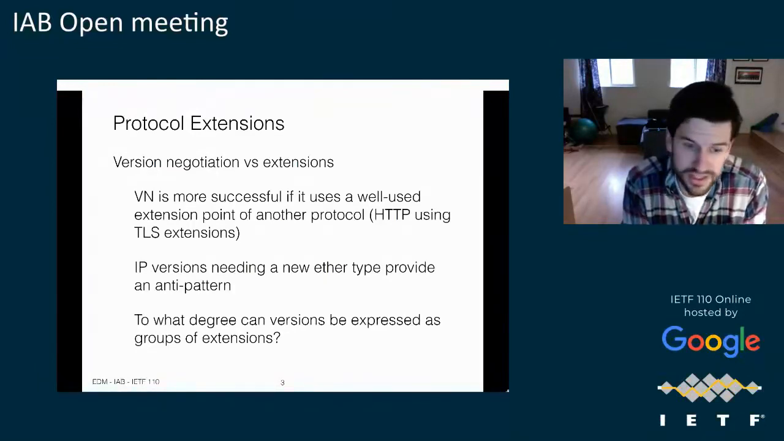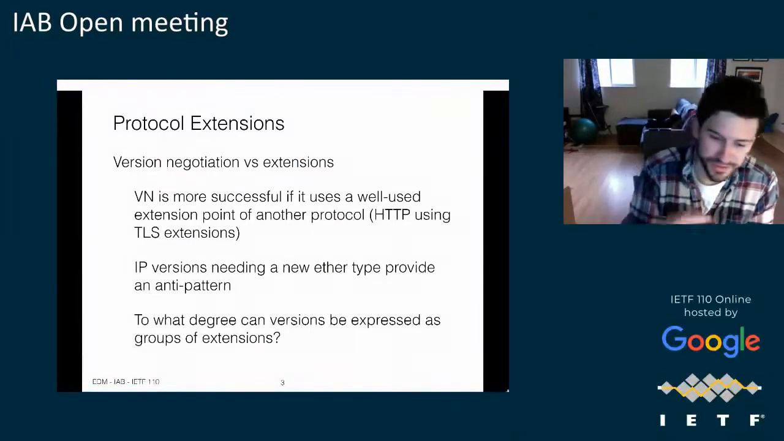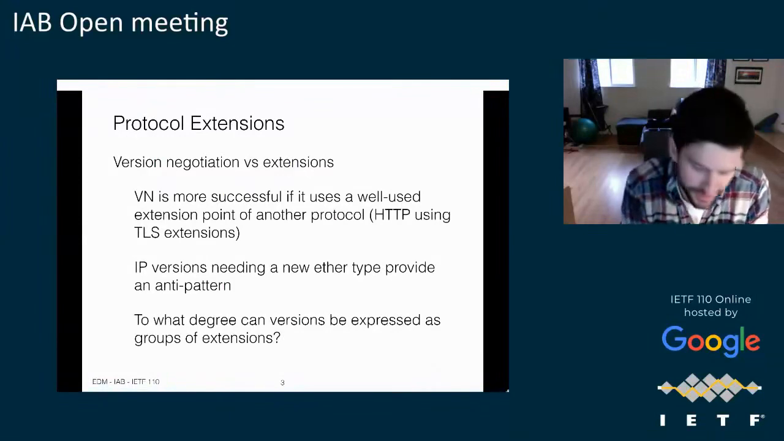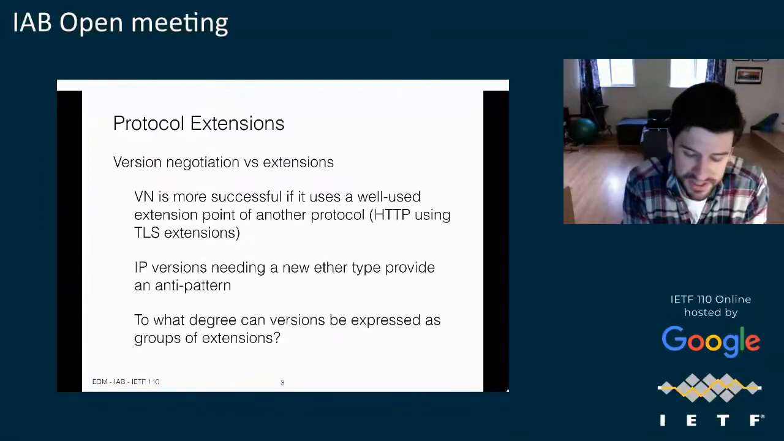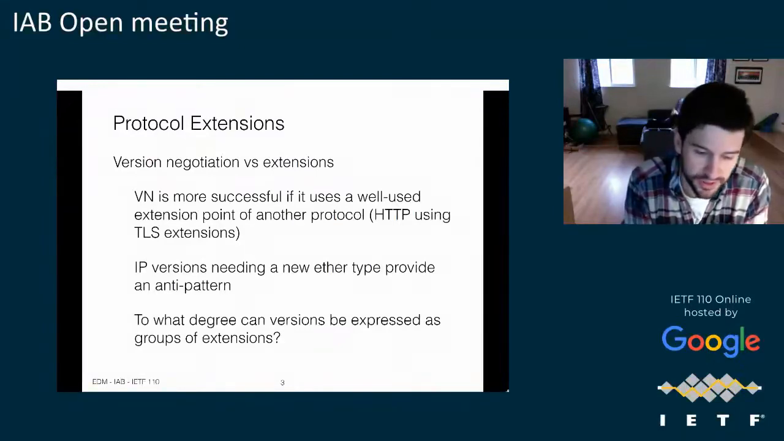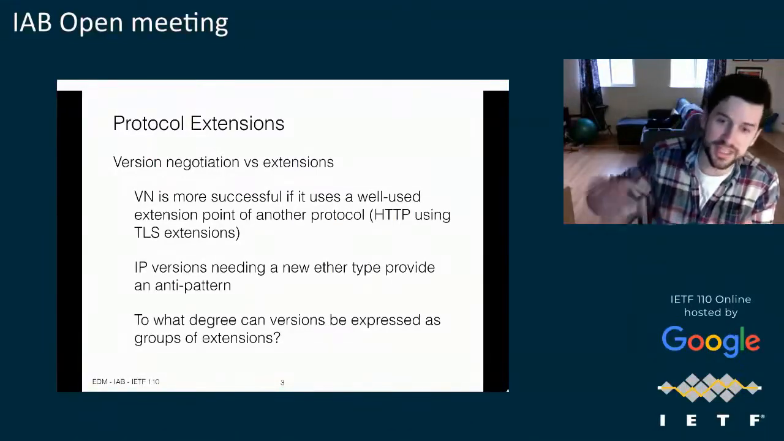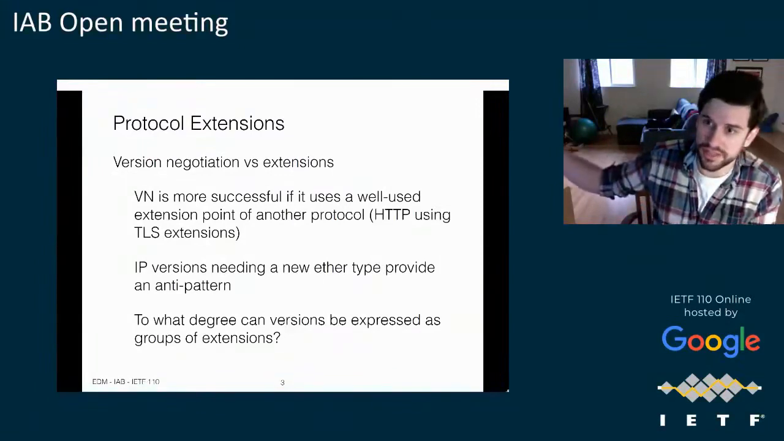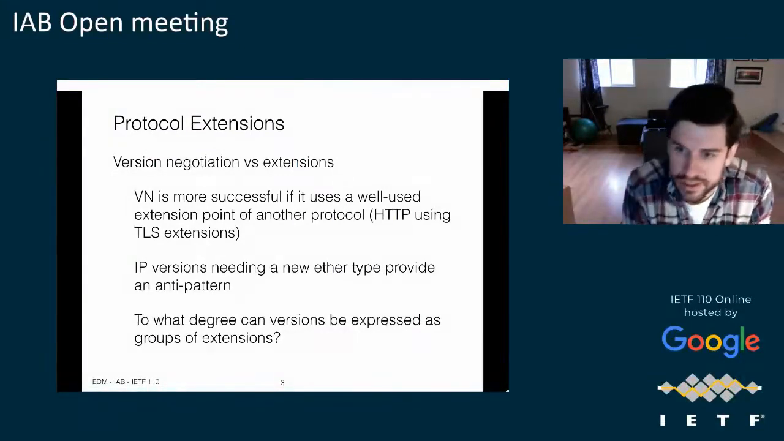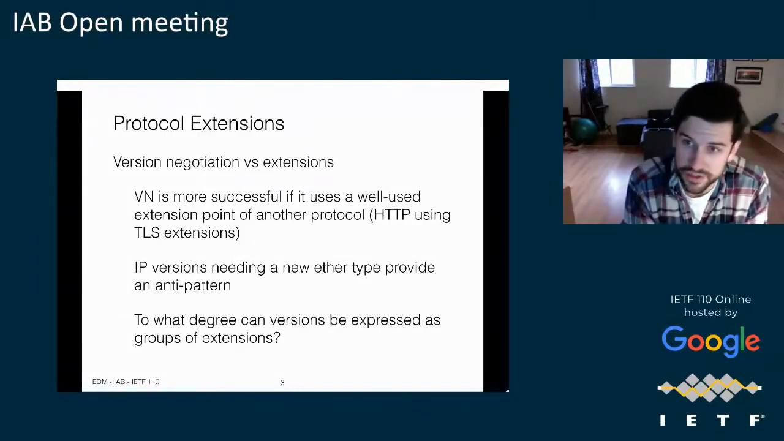But version negotiation specifically is something that can get used very infrequently, and especially is not being used when you first deploy a new protocol. So we were noting that some of the most successful cases of this are when a protocol has this version negotiation in some other protocol's extension point. For example, HTTP using ALPN, which is just a TLS extension, a very well greased and well understood extension point.